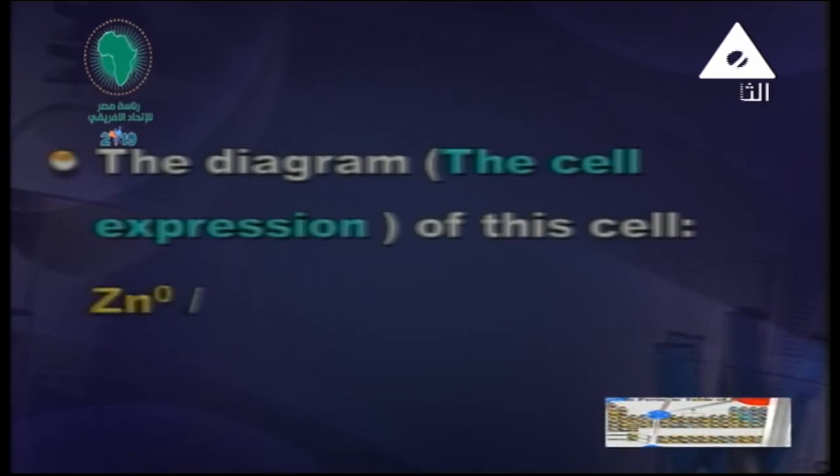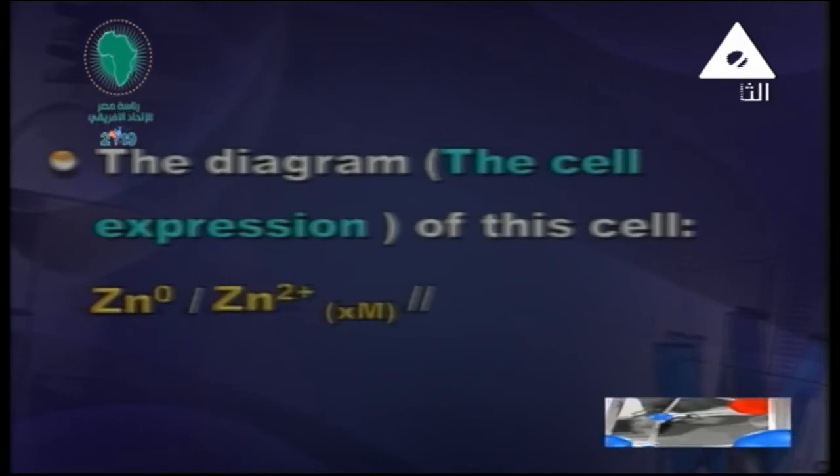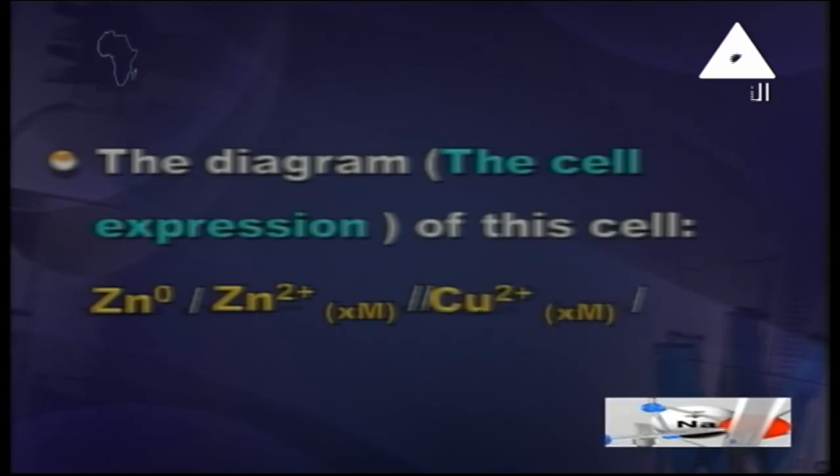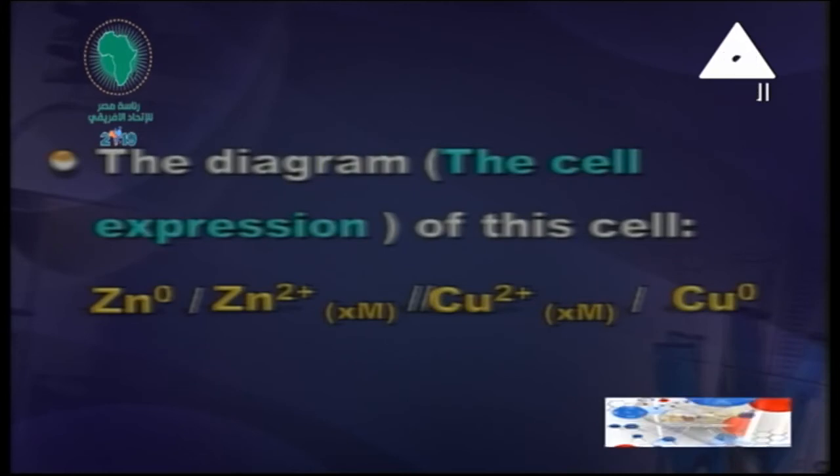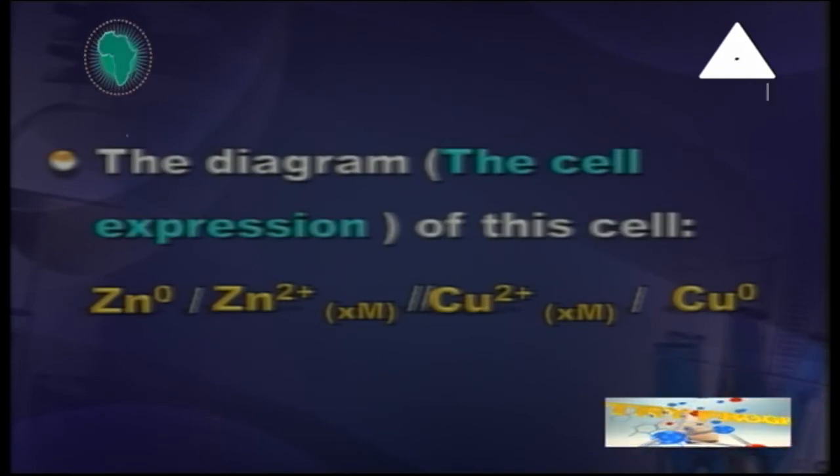Zn slash Zn2+ means zinc loses 2 electrons and changes into Zn2+, which moves freely in the solution of a specific molarity. The double slash represents a salt bridge, then Cu2+ of X molar, and Cu. This means the zinc electrode is the anode while the copper electrode is the cathode. If you see this structure, which represents a diagram of any galvanic cell, you know the anode, the cathode, and the reaction that takes place in this cell.